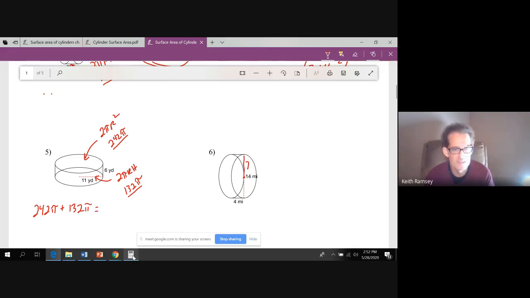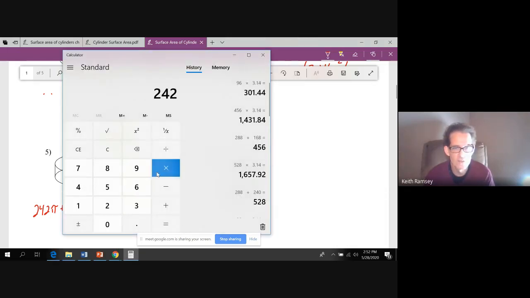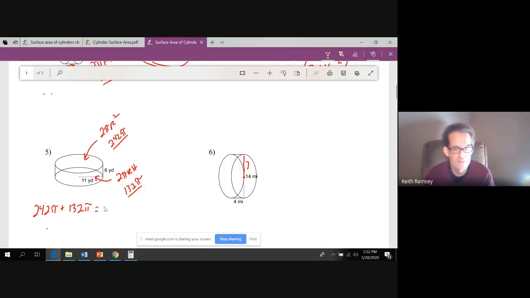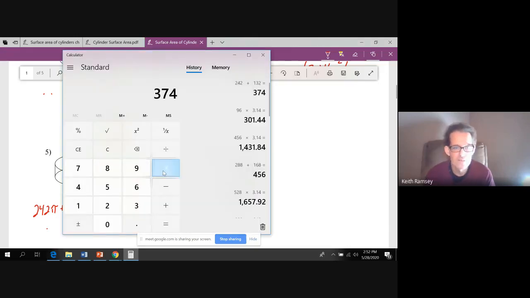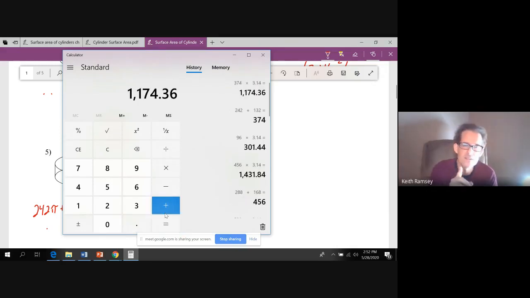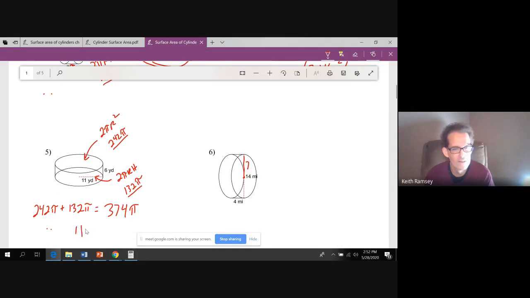Let's find out what that is. 242 plus 132 is 374 times pi. So 374 times 3.14 is going to be a surface area of 1,174.36. Maybe we can round that up to 1174.4 square yards should be your surface area for number 5.